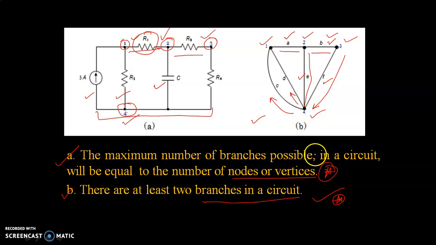And a point we should keep in mind is that the maximum number of branches possible in a circuit will be equal to the number of nodes or vertices. There are at least two branches in a circuit.